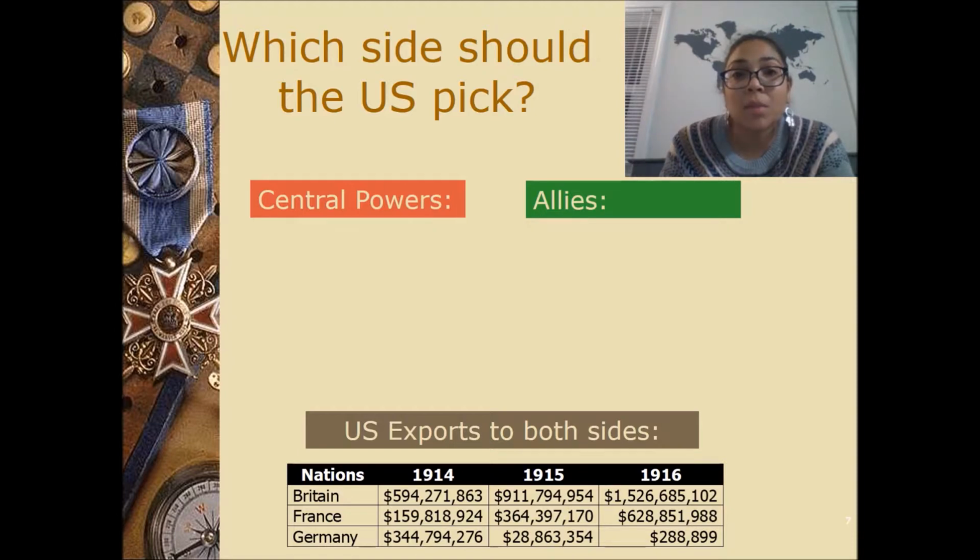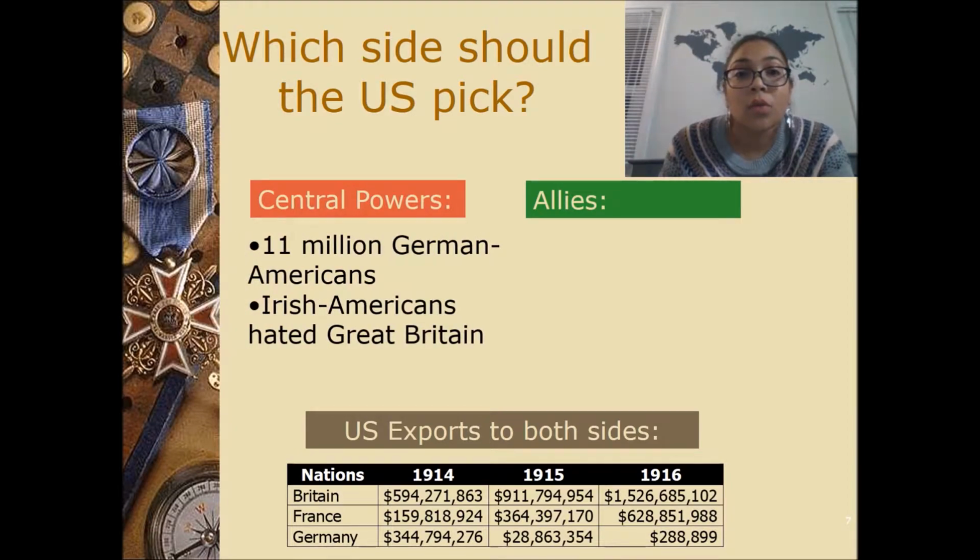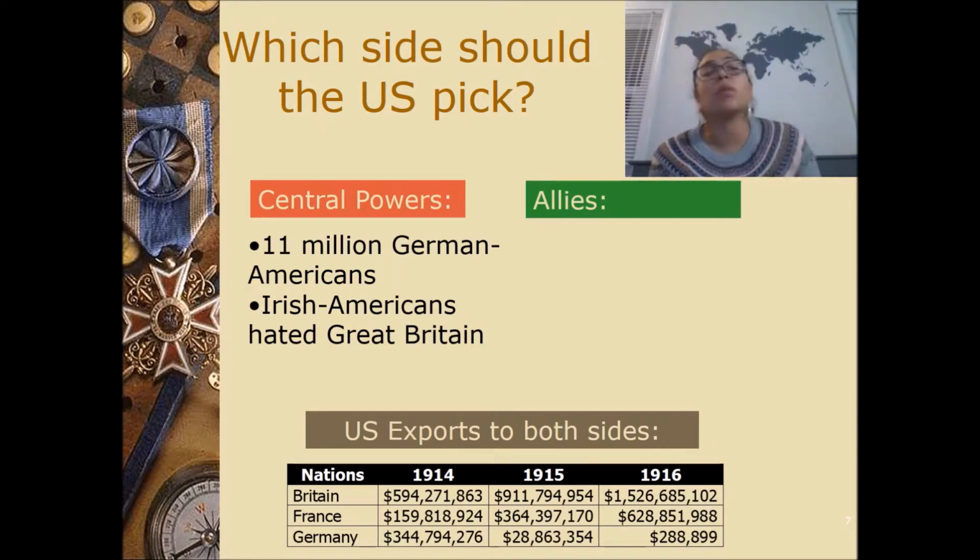So then we have this dilemma, like which side should we be on? Well, there's multiple possibilities here. If we're looking at the Central Powers, we're thinking about all of the German Americans that we now have in the United States. We're looking at all the immigrants who came over at the turn of the century. And we have plenty of people from Germany who have now integrated themselves in the United States. They are part of the labor force. They hold really strong positions in political power.